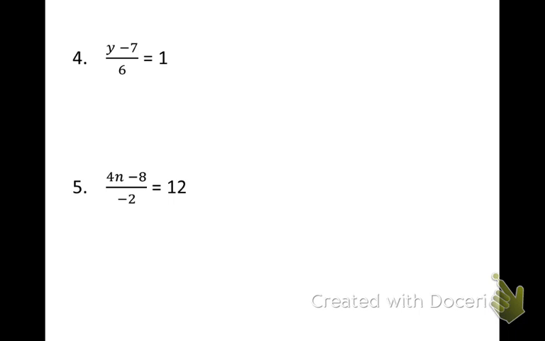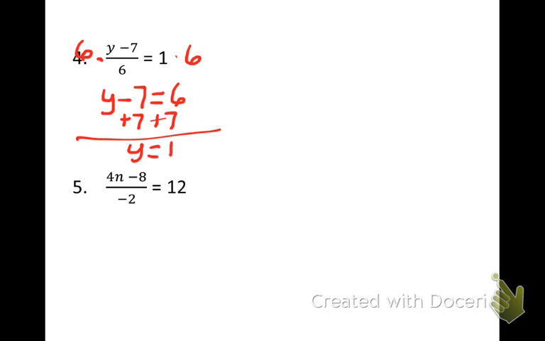Again, we're dividing by 6, so we're going to have to get rid of that since it's the whole thing over here being divided by 6. So multiply each side by 6. Left with y minus 7 equals 6. Add 7 to each side. And you get y equals 13.